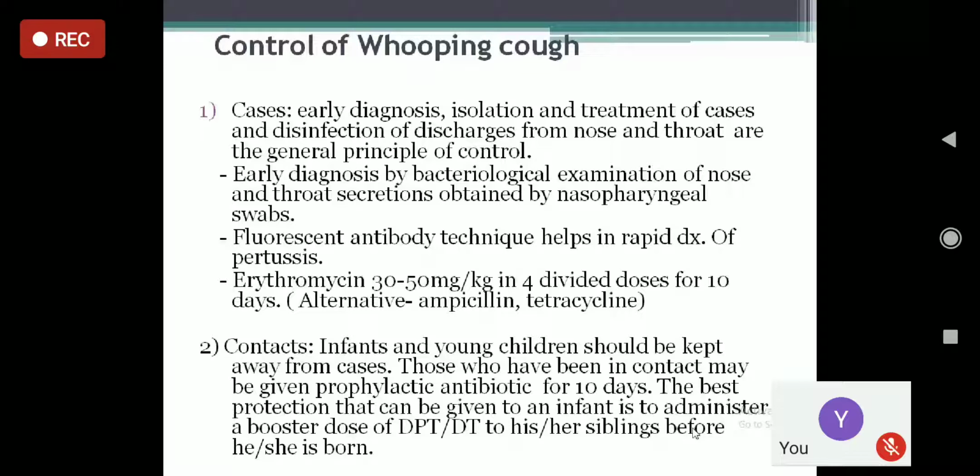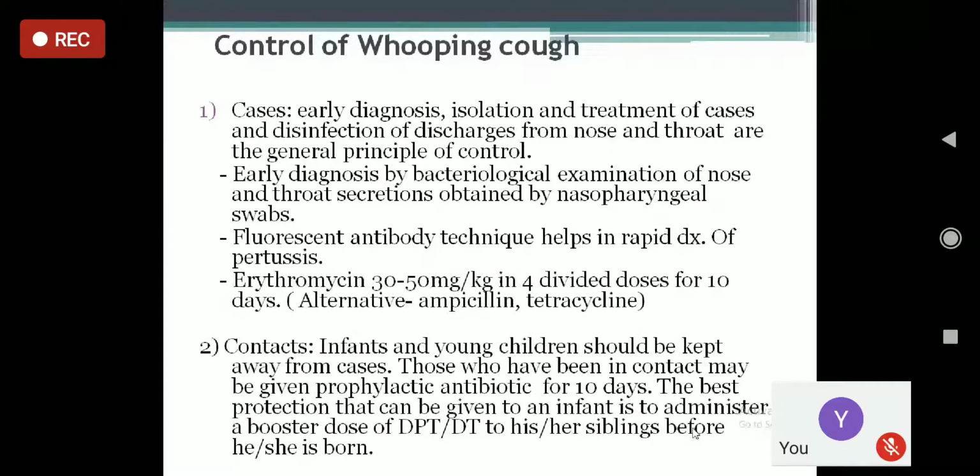So mothers who are taking care of the babies who are suffering from pertussis should be given prophylactic antibiotic for 10 days. So this erythromycin can be given for 10 days as a prophylaxis. Prophylaxis means before developing any signs and symptoms, you are giving the antibiotics so that the person will not develop any signs and symptoms.